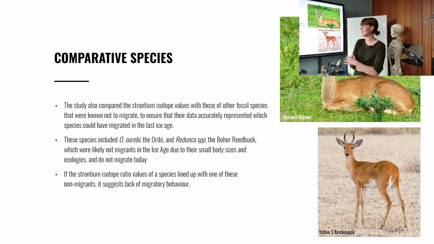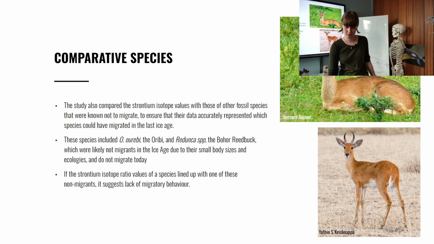So in taking the strontium isotope measures from these and seeing the variability, they could compare values from the species that they were analysing to make sure that they were analysing it correctly. So they could see that if the strontium variability matched up between these animals and the ones that they were measuring, then those animals probably didn't migrate as well.